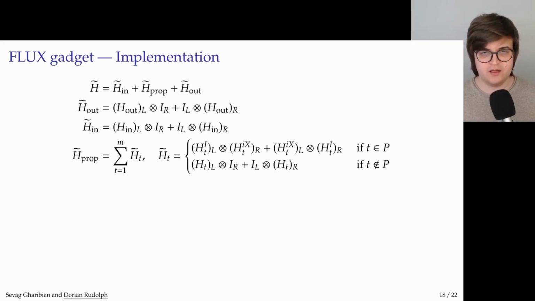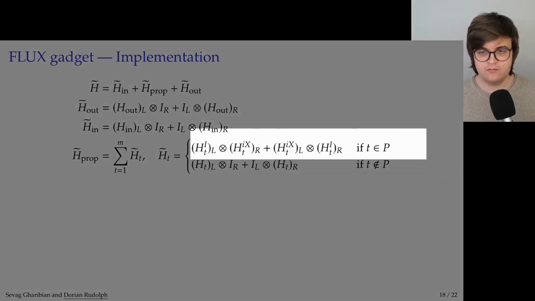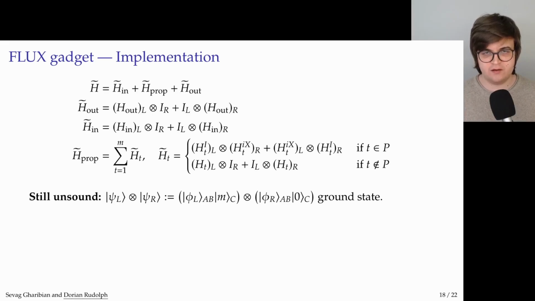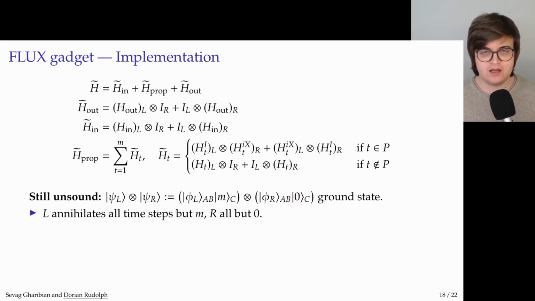We can now define the complete Hamiltonian from the FLUX gadget. Again, we have H-in, H-prop, and H-out. But now there are left and right terms. In H-prop, the FLUX gadget is only applied to proof gates. But this is still unsound with FLUX gadgets on multiple time steps. Suppose the left term has only weight on the last time step and the right only on the first time step. Then L annihilates all time steps but M and R all but 0.